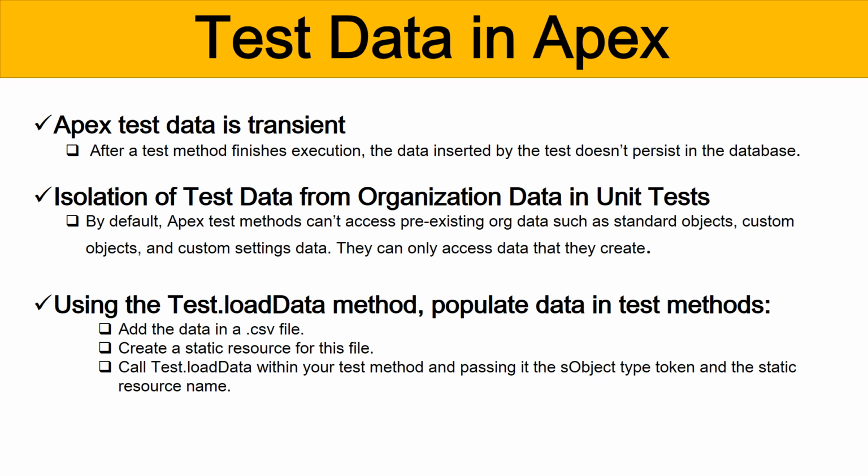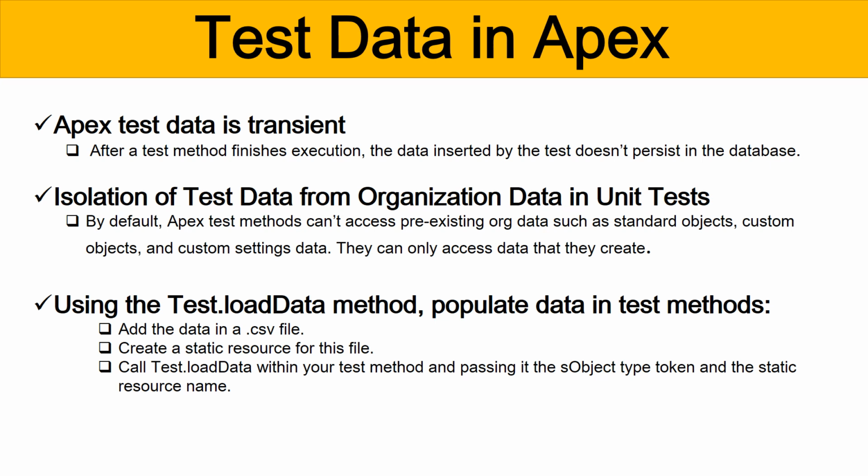Isolation of test data from organization data in unit tests. By default, Apex test methods can't access pre-existing org data such as standard objects, custom objects, and custom settings data. They can only access data that they create.